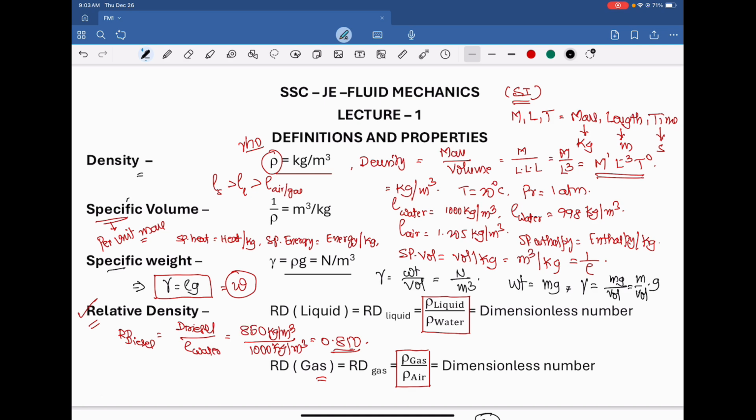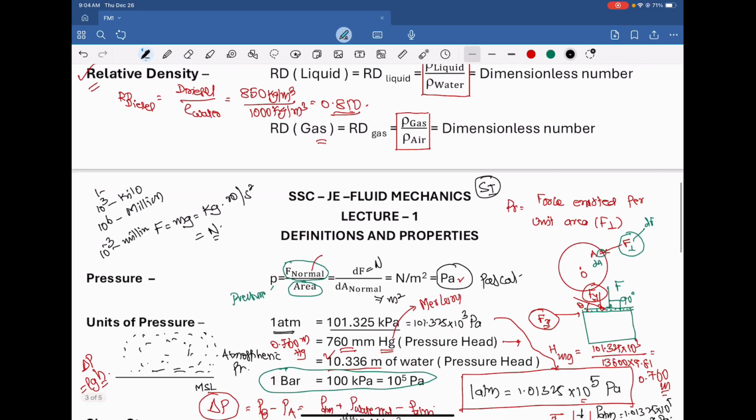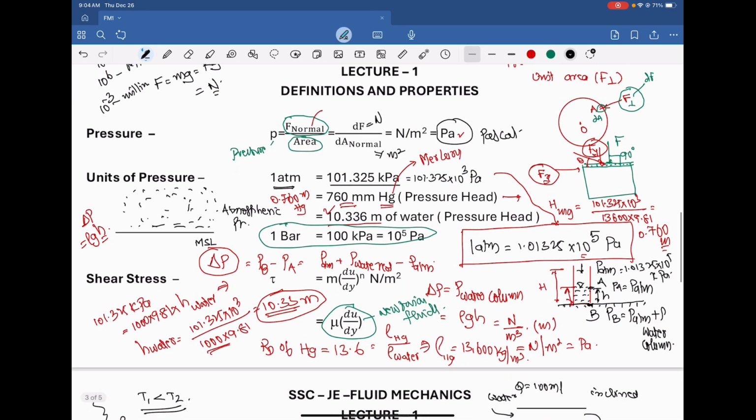And for relative density of gas is equal to rho of gas by rho of air, it is also a dimensionless number. Then comes pressure. Pressure is normal force by cross-sectional area on which it is acting, and it can also be dF by dA, and the SI unit is Pascal, that is Newton per square meter. And atmospheric pressure, we have defined it as 101.325 kPa, that is 1.01325 into 10 to the power of 5 Pa, or 101.325 into 10 cube Pa.